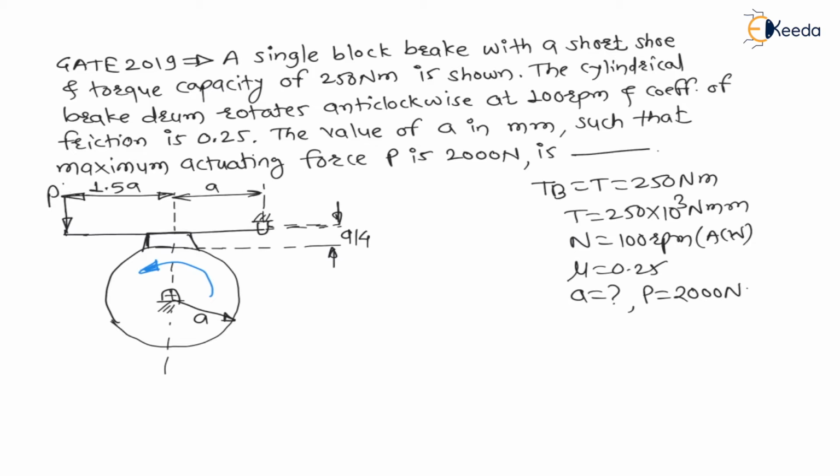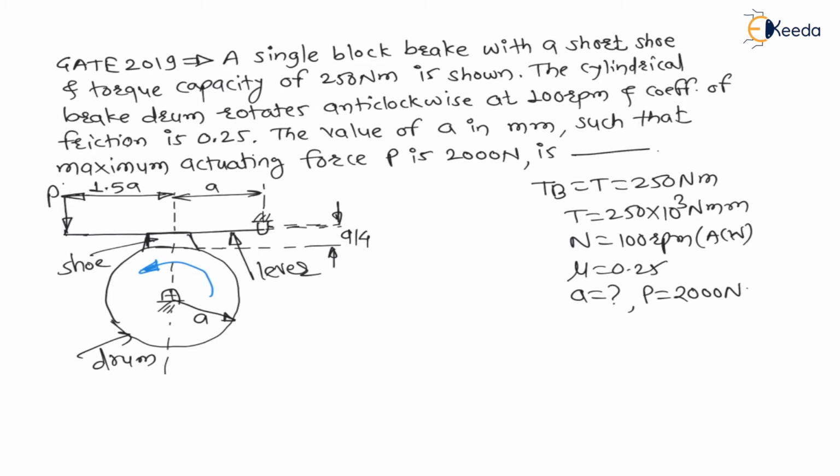My dear students, can you imagine here at the contacting surface between the shoe and drum? Here you can see it is a brake drum, and here it is a shoe, and here the actuating force is applied on the lever. Now let us draw the free body diagram of drum and lever.